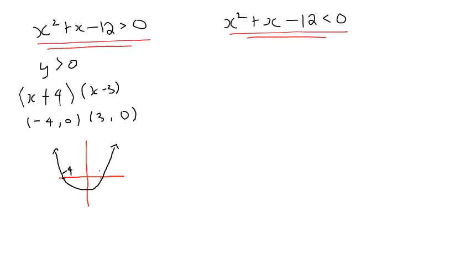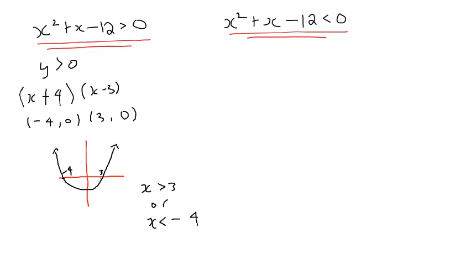That's negative 4 and 3. So we can immediately see when we look at the graph that when x is greater than 3, y is greater than 0. So we know that x is greater than 3. Or when x is less than negative 4, we also see that y is greater than 0. Therefore, x is greater than 3 or x is less than negative 4.